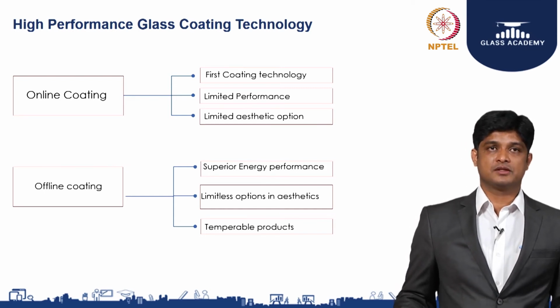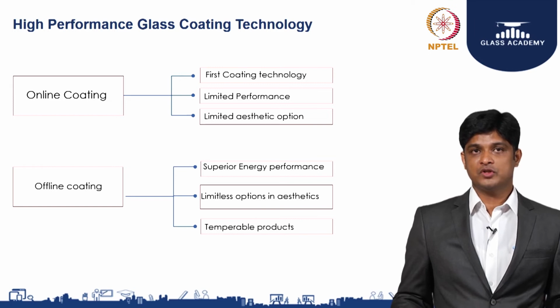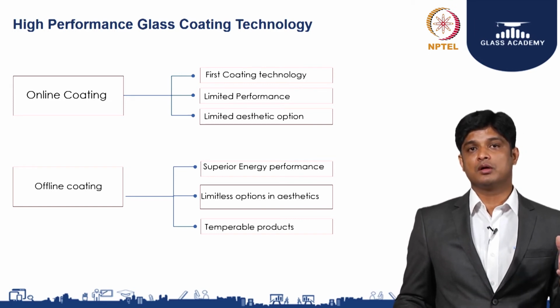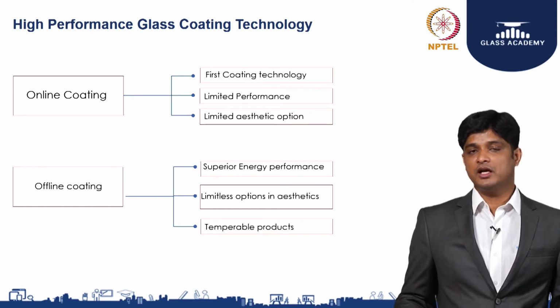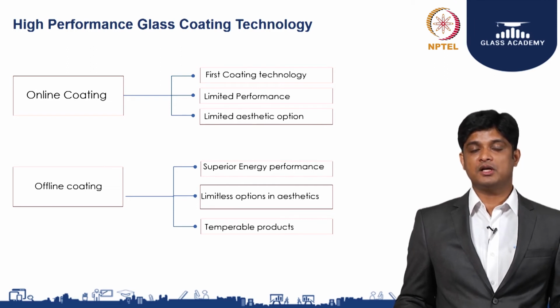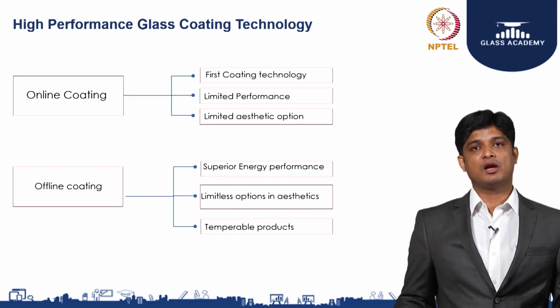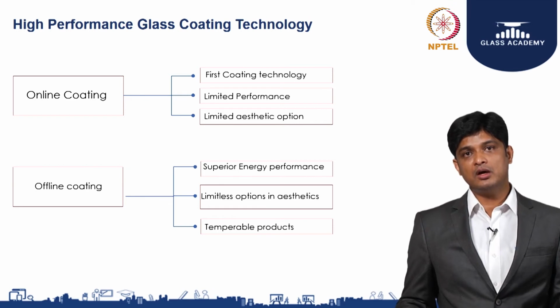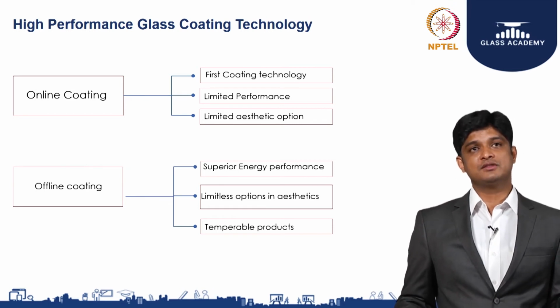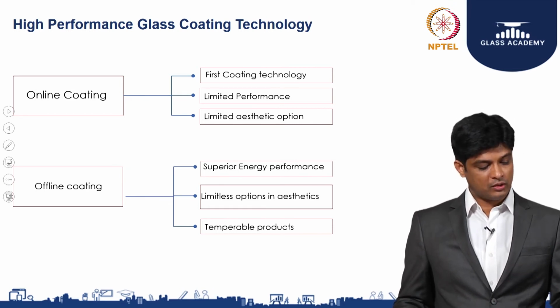And all these products, whether online or offline, are temperable or processable. They can get into any kind of processing, whether toughening, strengthening, lamination, double glazing, bending, or even ceramic fretting on the glass. It is all possible in both technologies.